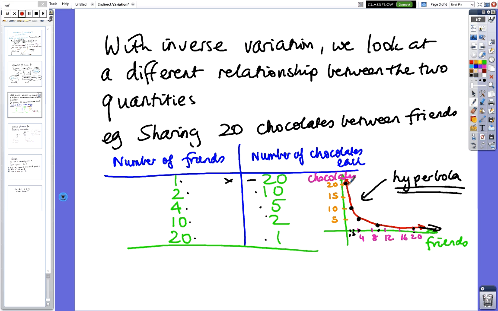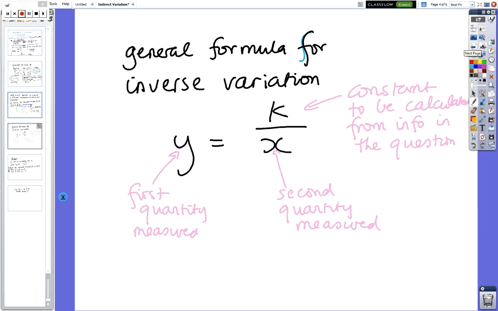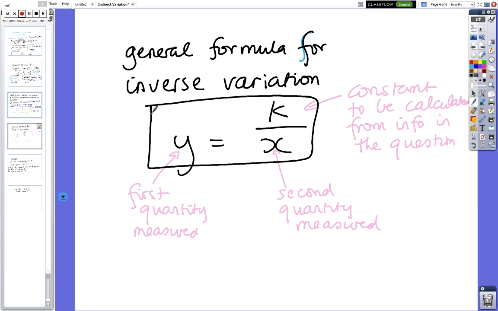Okay, coming across when you're ready. So what we've got is this formula which looks different to the direct variation. Inverse variation looks like a fraction. So y equals k over x. Now this value of the constant, you've got to calculate. The constant is to be calculated, and y and x are still the variables, but k you have to find. So can you copy that down and come across when you're ready?